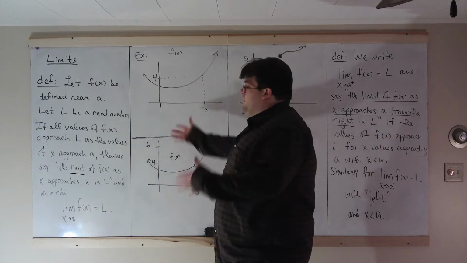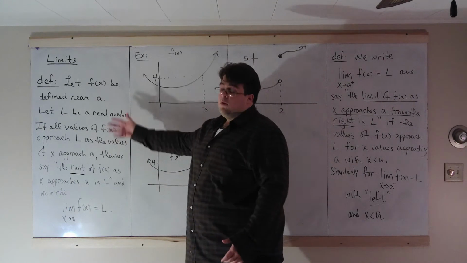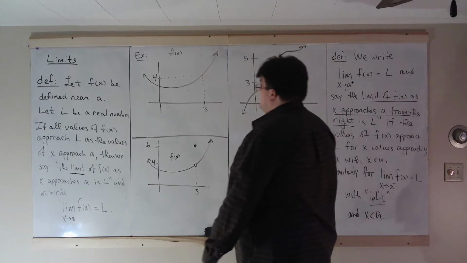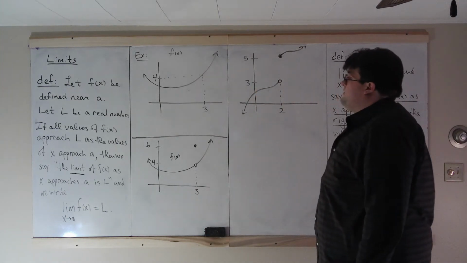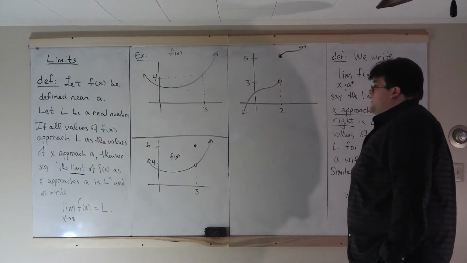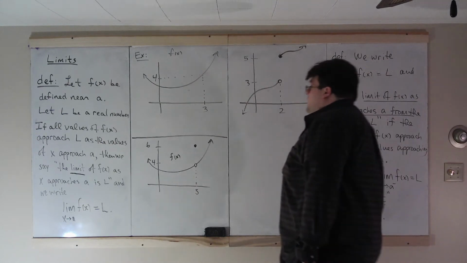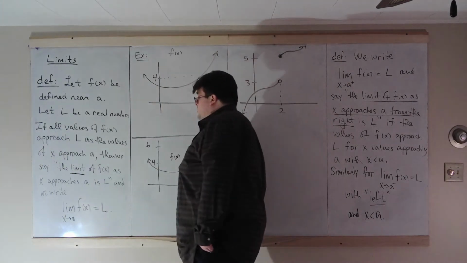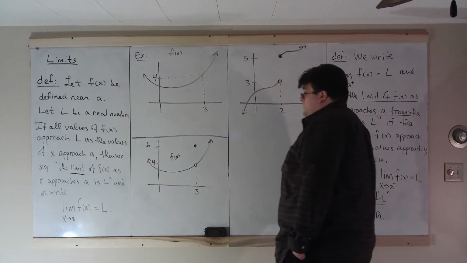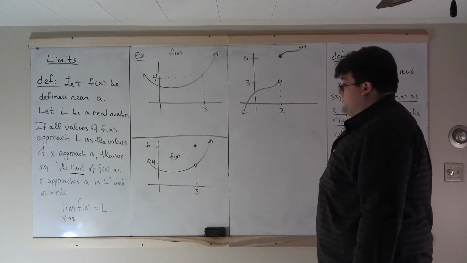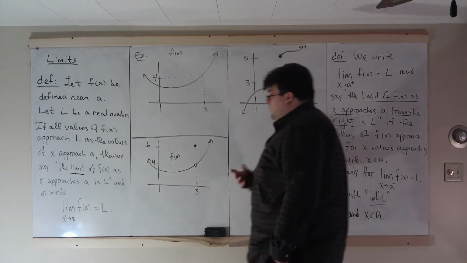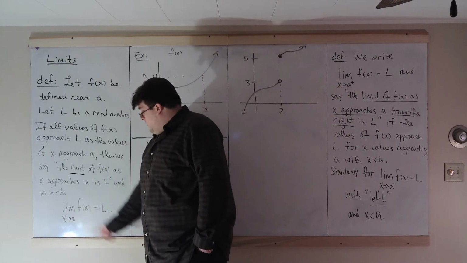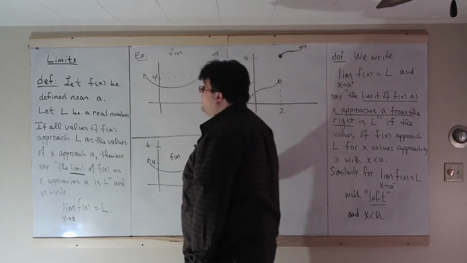In going through these graphs, we'll explain a little more about this definition in case the first read through is not terribly clear. Let f of x be defined near a. Let L be a real number. If all values of f of x approach L as the values of x approach a, then we say the limit of f of x as x approaches a is L, and we write this notation, lim with an x arrow a underneath it of f of x equals L.